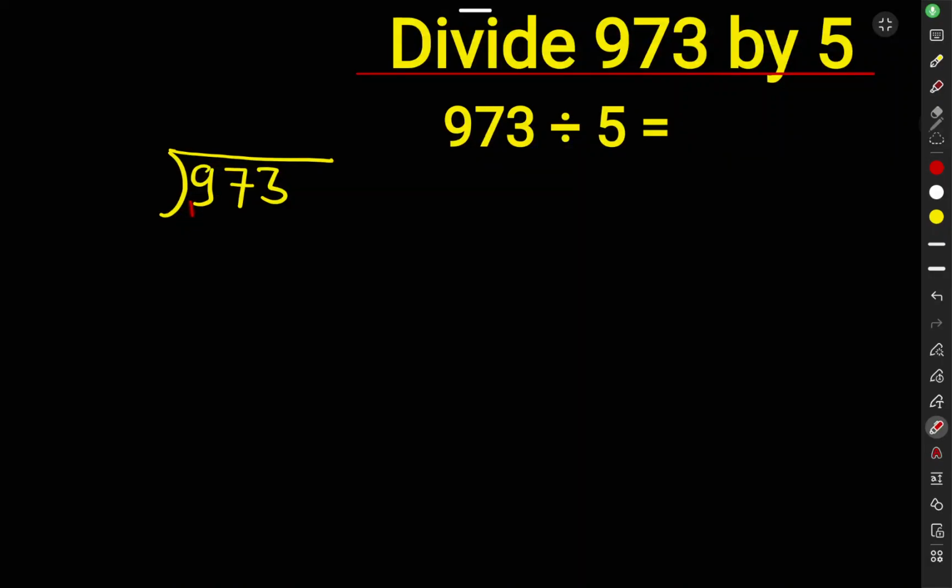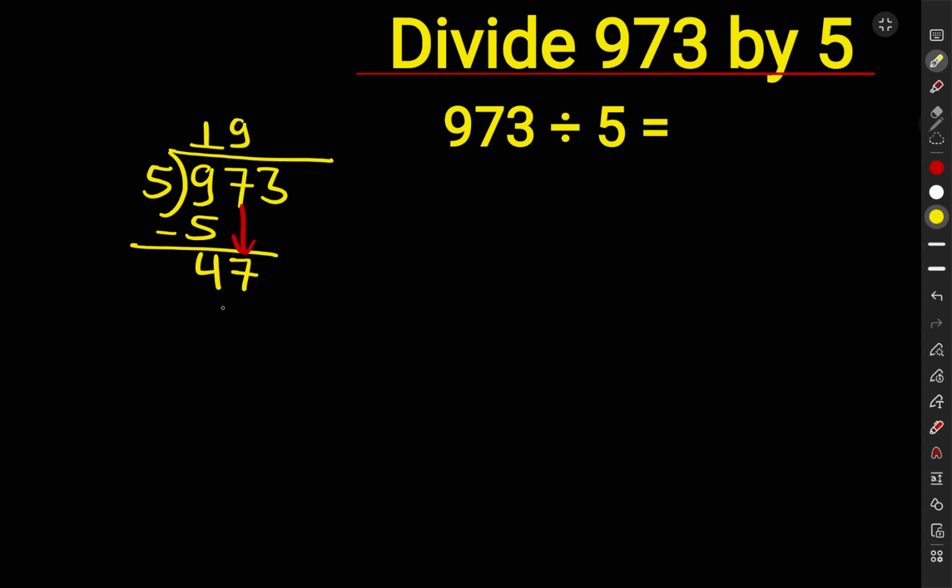We divide 973 by 5 in the long division method. 5 times 1 is 5. On subtracting we get 4. So again we put down this 7 and it is 47.